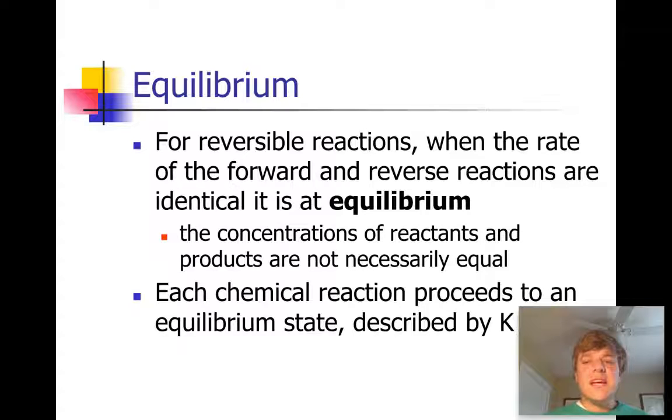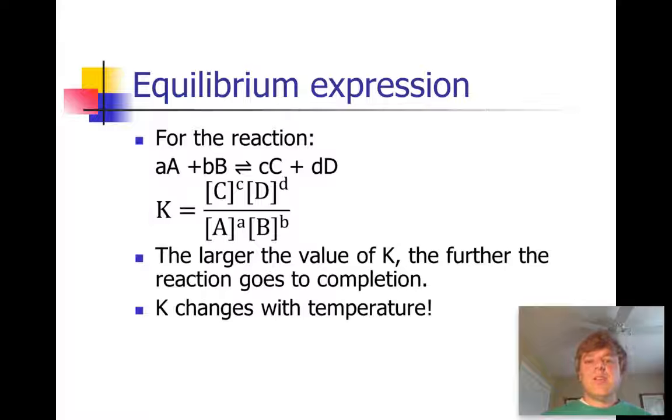And all chemical reactions proceed to an equilibrium state that is described by what is called the equilibrium constant, which is represented by the capital letter K. They use a K because in German the word constant is spelled with a K as opposed to a C. And so for any chemical reaction, such as this hypothetical one where A plus B makes C plus D, and the coefficients in the reactions are little a, b, c, and d, your equilibrium expression says that K equals the concentration of C and D raised to the powers of their coefficients divided by the concentrations of your reactants raised to the power of their coefficients.